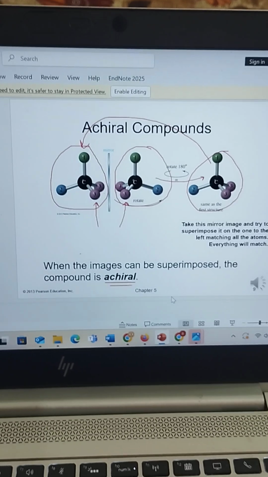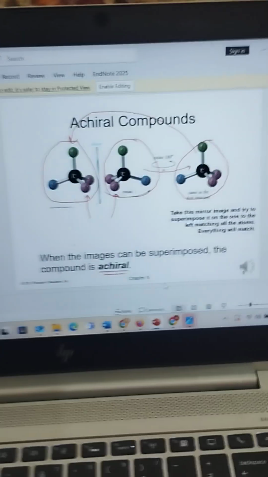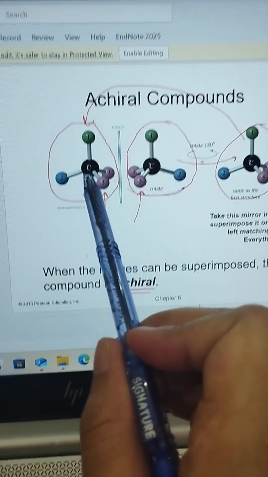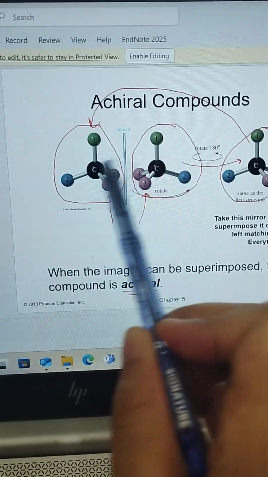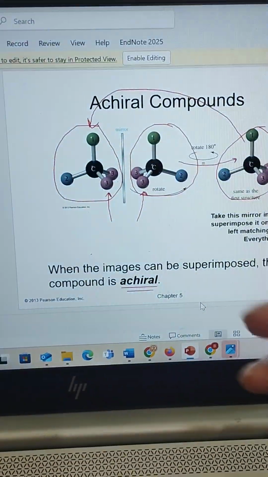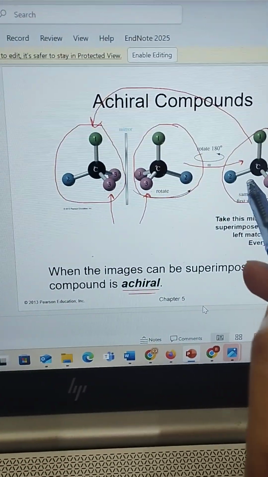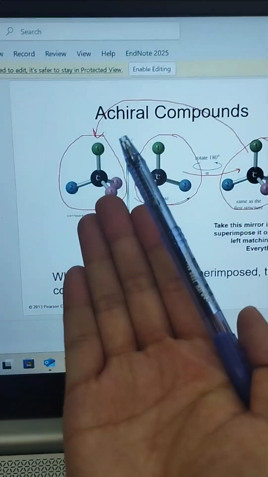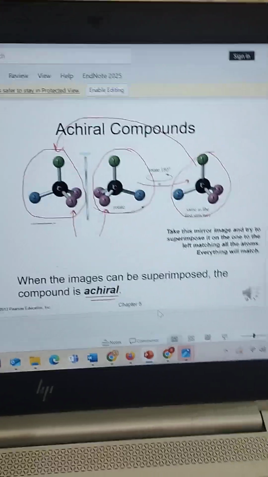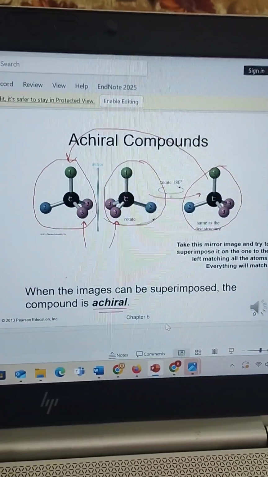Now the achiral compound: when the images can be superimposed, the compound is achiral. Understand from this example: this is the carbon and these two groups are the same, 3 and 3, and these are the same, 2 and 1, and we will rotate it by 180 degrees. If we rotate it by 180 degrees, pick it up and impose it onto this one, then they will be superimposed. So these will not be enantiomers. This is the very simplest concept of an achiral molecule.